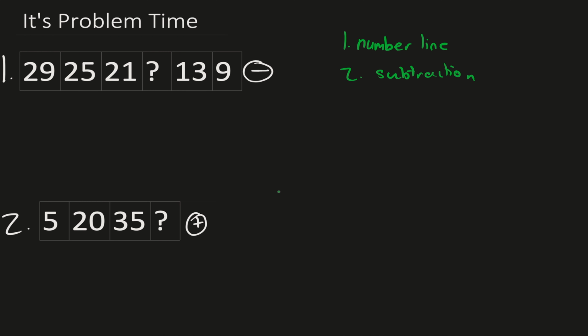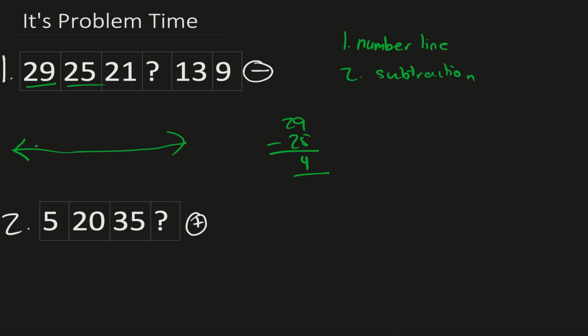Okay, so I'm assuming you've given it a go, you've come back to check, so let's check it. How are we going to figure this out? First, we have to find the rule. So now let's do 29 minus 25. 29 minus 25 equals 4. So looks like we got 4 there. Now let's use the number line method.